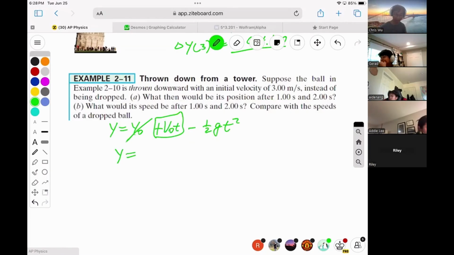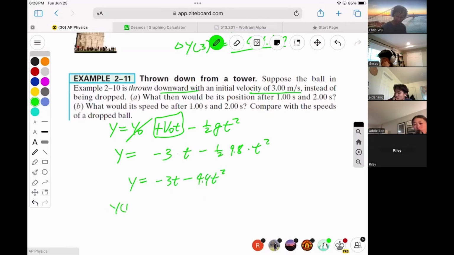I wanted it to hit the ground as hard as I can, so I'm giving it a velocity downward. So that's -3 times t minus 1/2 times 9.8 times t squared. Right, so y equals -3t minus 4.9t squared. Plugging in the numbers, for t = 1, that's going to be -3 minus 4.9, so -7.9.